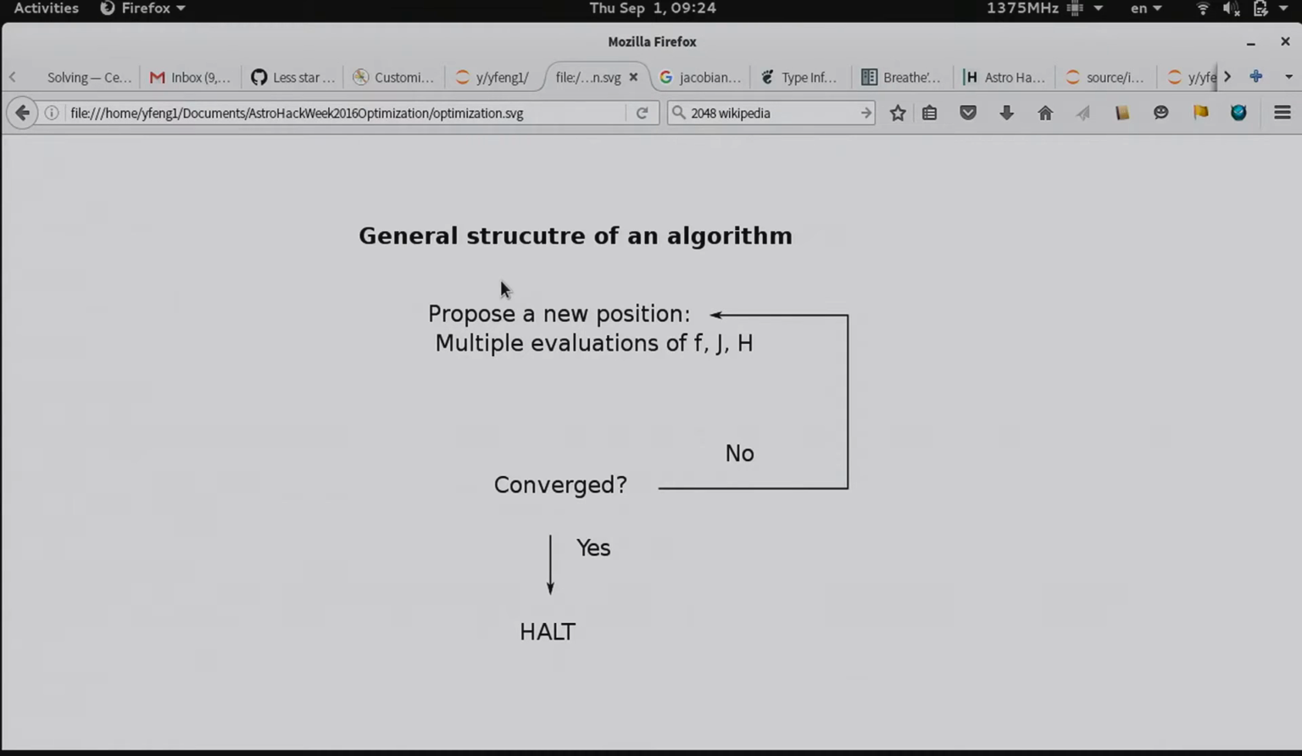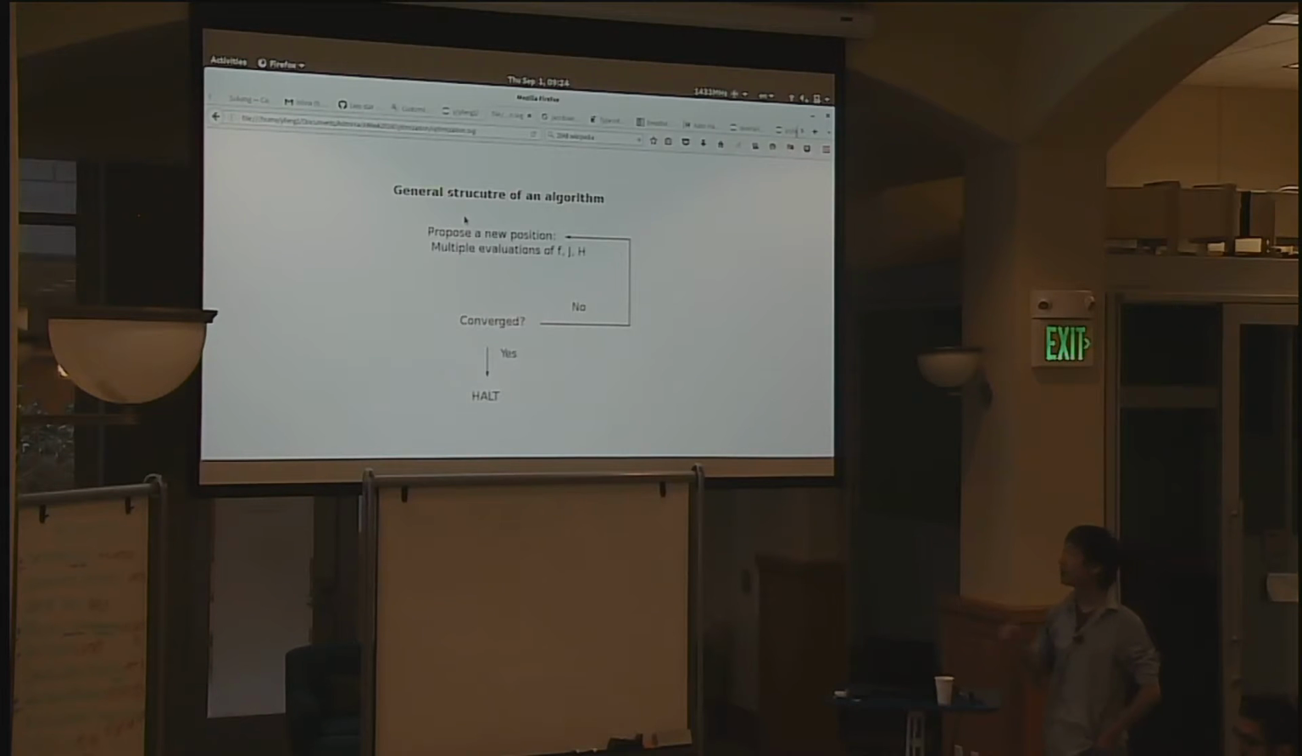So the first step we do, in any step of the iteration, is we propose a new position, new x. This usually involves multiple evaluations of the objective, the Jacobian, or the gradient, or the Hessian matrix, and then some linear algebra black magic, we get a new proposal. And now we look at whether the new proposal has converged, if the sequence has moved a lot or not. If the sequence didn't move a lot, then we say the problem has already converged, and we halt the algorithm.